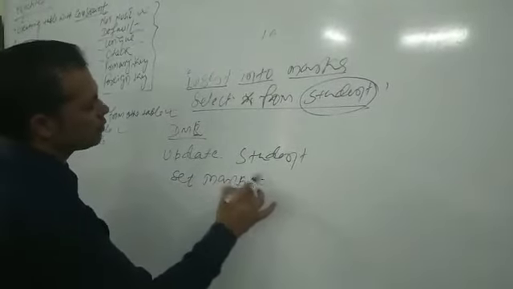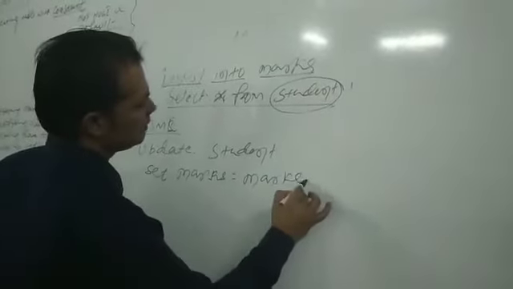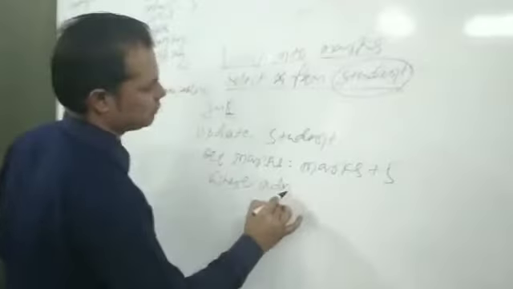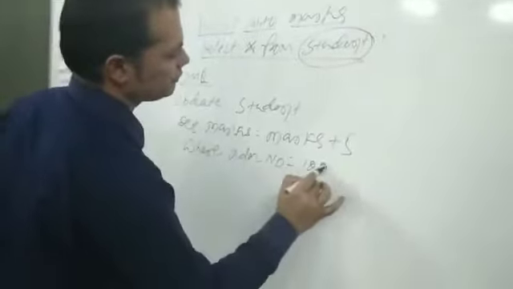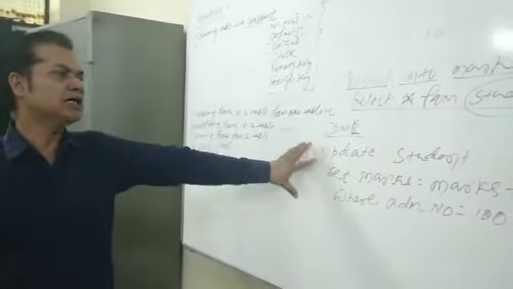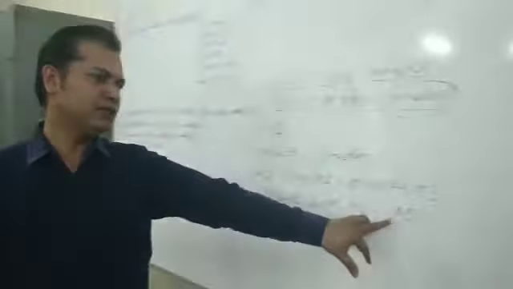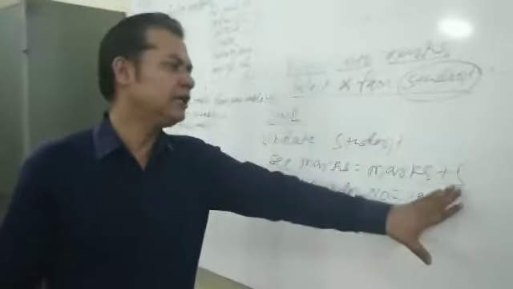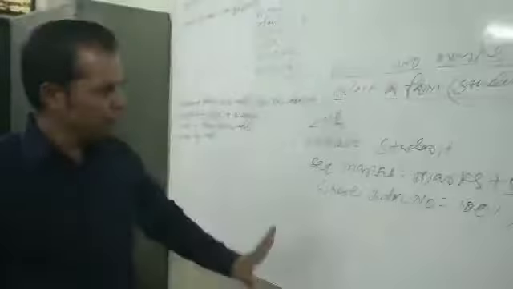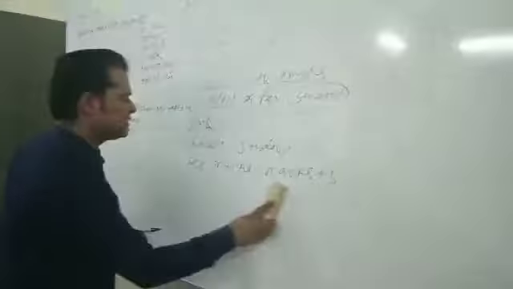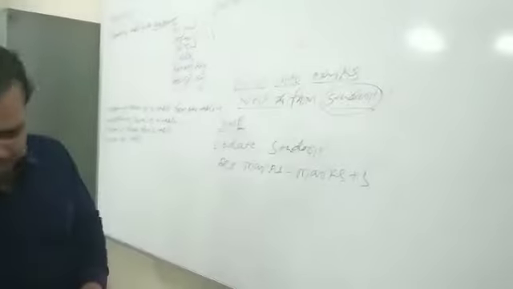So set marks equal to marks plus 5, where admission number equal to 1001. This command will update the marks of only the student whose admission number is 1001 by 5. It means if his earlier marks were 50, then it will now be 55. If you want the marks of every student to be updated by 5, which may be the circumstance, then the command will simply be update student, set marks equal to marks plus 5 and a semicolon.